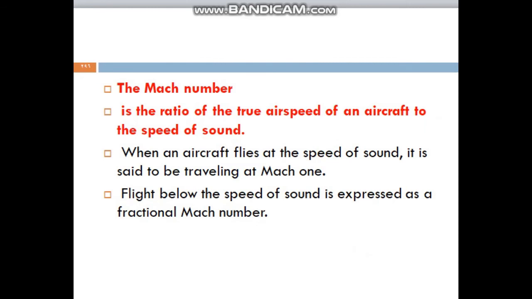The Mach number. The Mach number is the ratio of the true airspeed of an airplane to the speed of sound, and is used on military aircraft. When an aircraft flies at the speed of sound, it's said to be traveling at Mach 1. A flight below this speed of sound is expressed as a fractional Mach number.